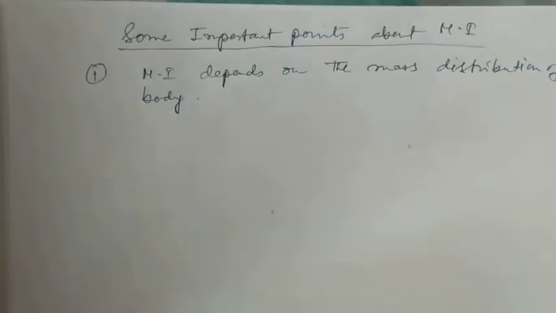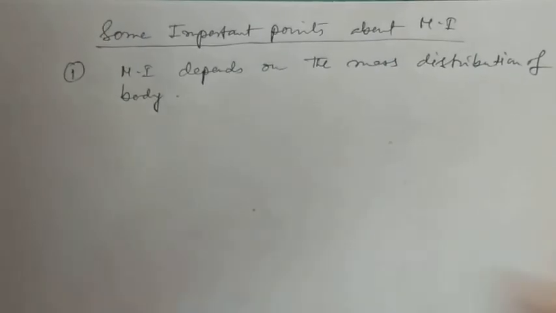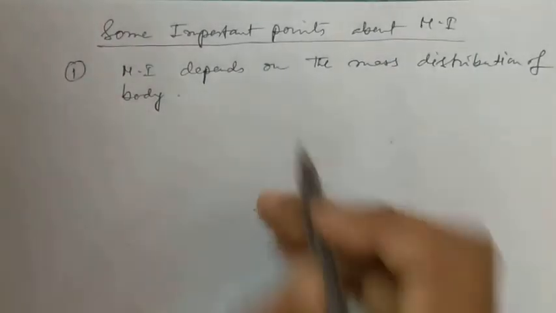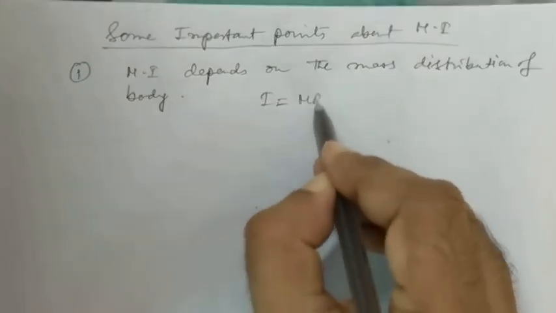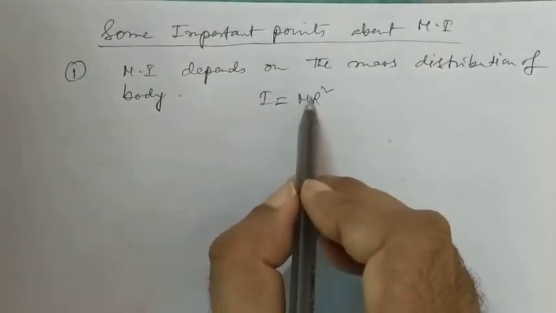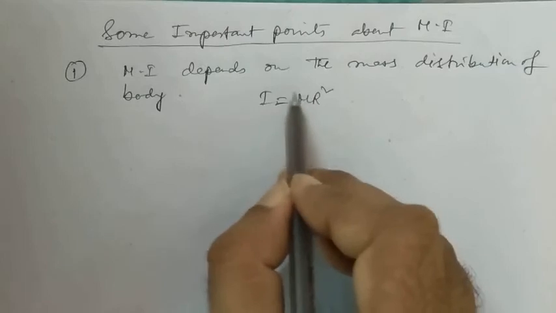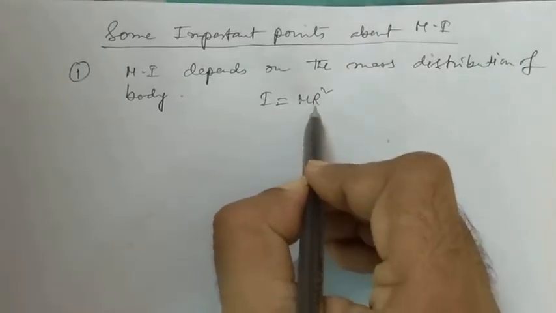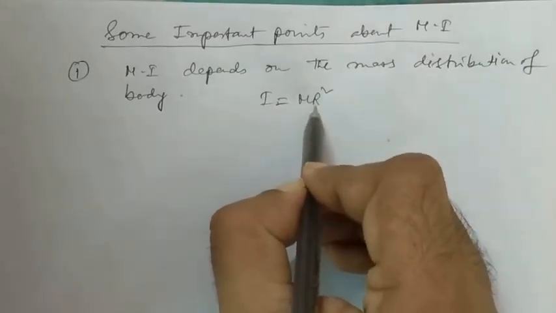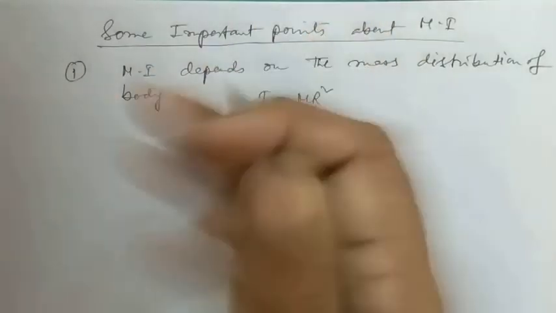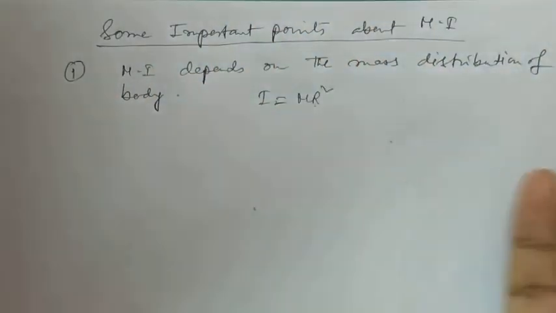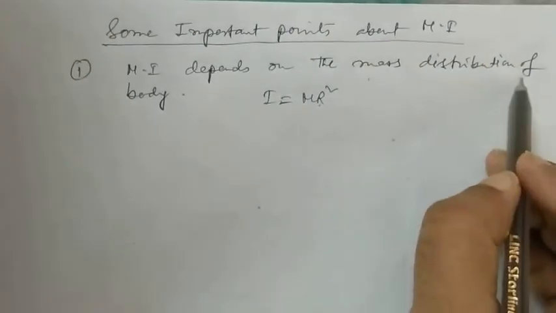Now a little bit of more explanation. The moment of inertia term, I is equal to mr square, so it not only depends on the mass of the body but also depends on the distance of the particles constituting the body from the axis of rotation. That is, indirectly we can call it the distribution of mass or mass distribution of the body.